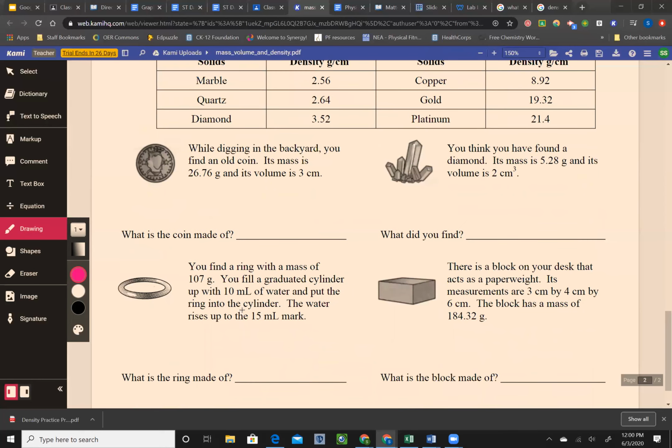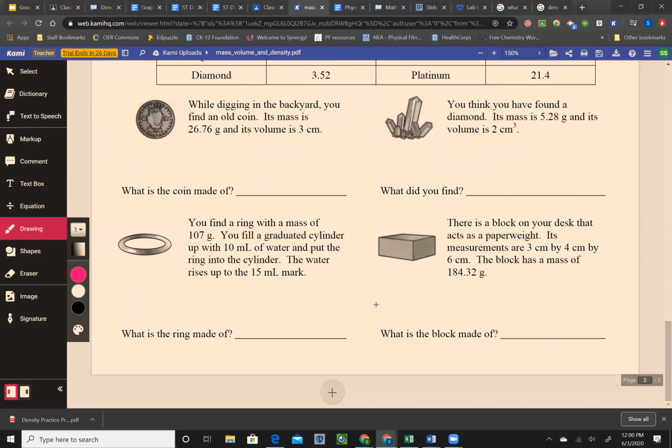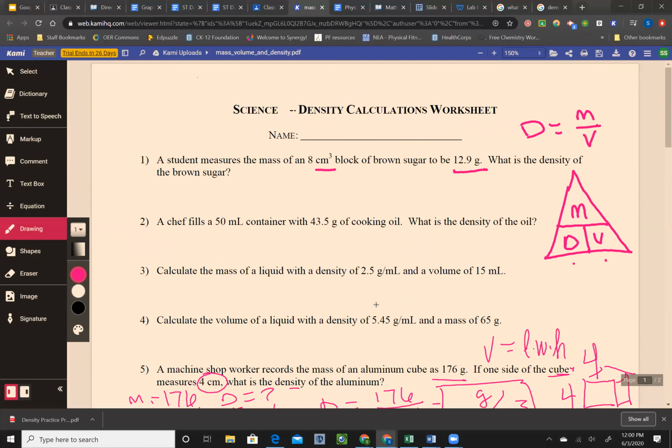Okay. Same thing here with the ring. It gives you all the parameters. You figure out the densities, compare to your chart, and that's it. Okay. So a lot of density problems here. Do as many as you can, and please email if you have any questions.